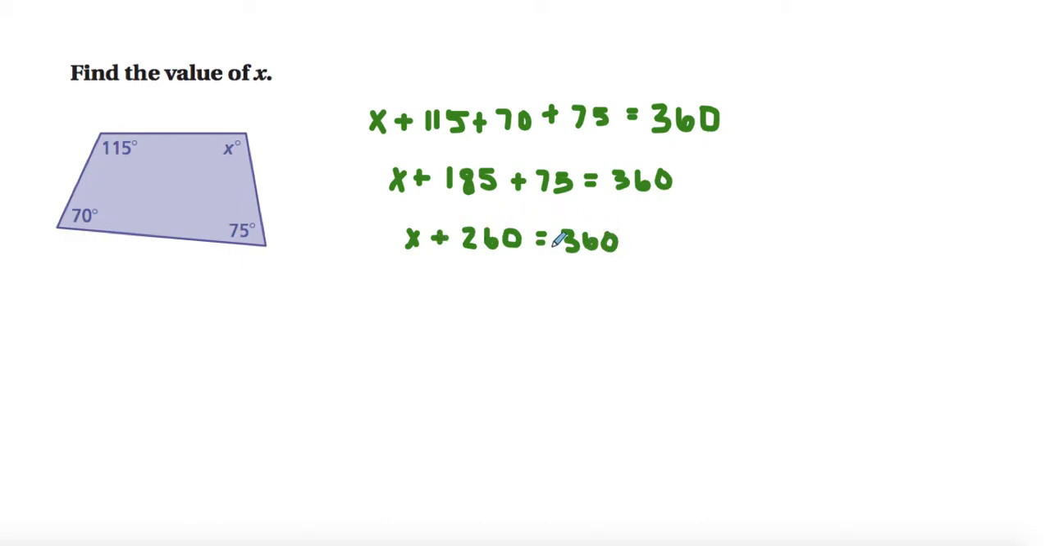Now I can isolate my variable using inverse operations. I'm going to subtract 260 on both sides. This is so that we can get X by itself. 260 minus 260 cancels out to be 0, and I can bring down my X. 360 minus 260 equals 100. So in this problem, X is equal to 100 degrees.